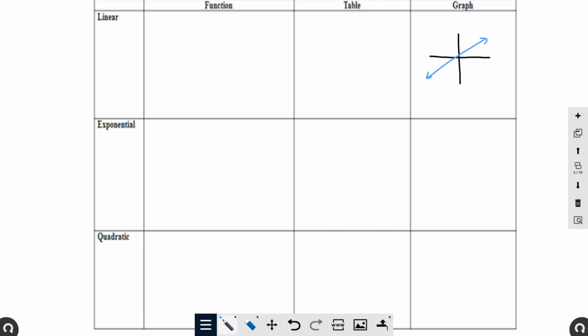What about a function or an equation? They usually start out as y equals mx plus b. That's usually what everybody talks about. Does anybody know what form this is in or what that tells you? It's slope-intercept form. That's exactly right. What letter is our slope? M.